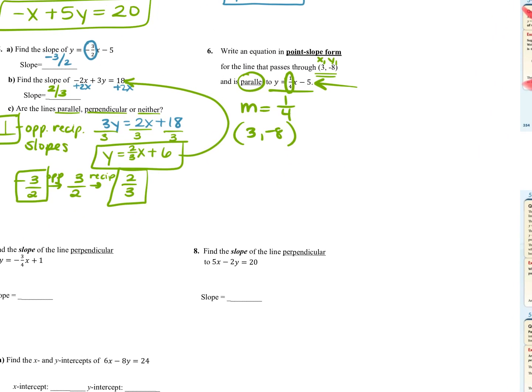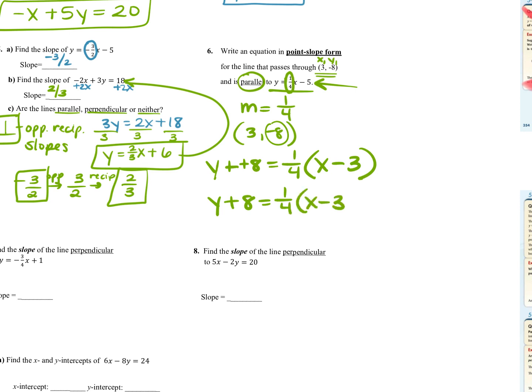So you're going to go y minus your y value, which is a -8, equals the slope 1/4 times x. Is this going to be plus or minus? Plus. Minus the x value, which is 3. So the best way to write that would be to make this positive. y plus 8 equals 1/4 times x minus 3. Okay? Questions on that?